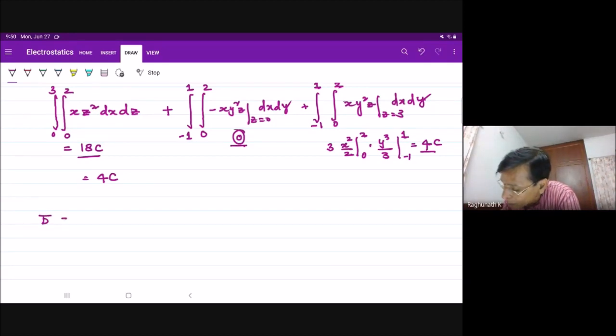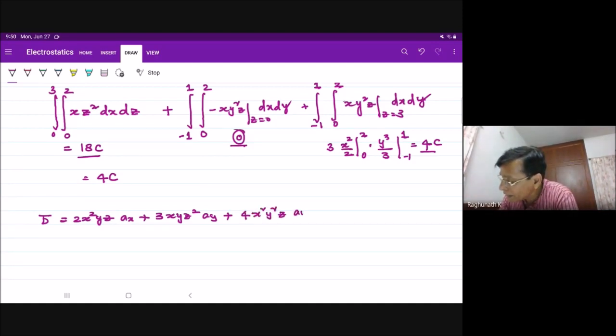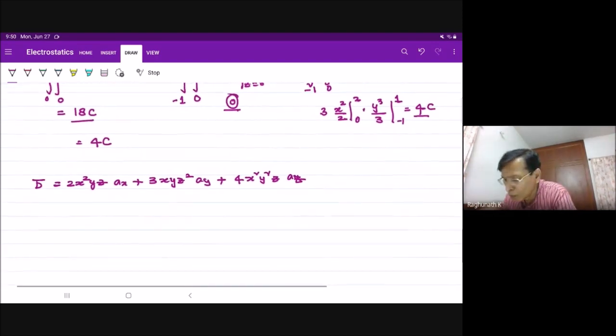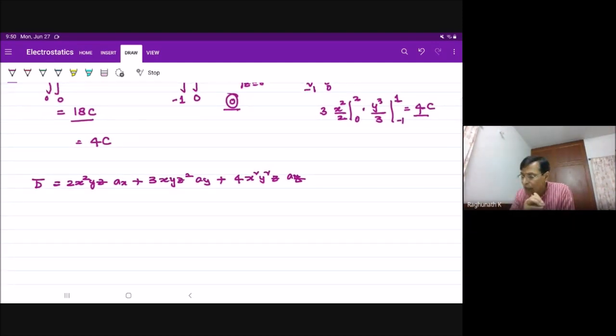D bar is equal to 2x squared yz ax plus 3xyz squared ay plus 4x squared y squared z az. I took all positive components only. I could have taken negative also, you know that. This is d bar at any point, so many coulomb per meter squared.